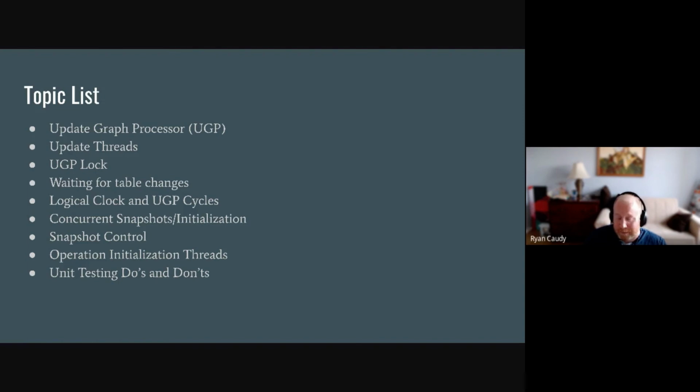But that's always the shared lock in this case. Other things that have definitely changed. So with the introduction of parallelism within the update graph processor, we had to massively revise our dependency satisfaction model.